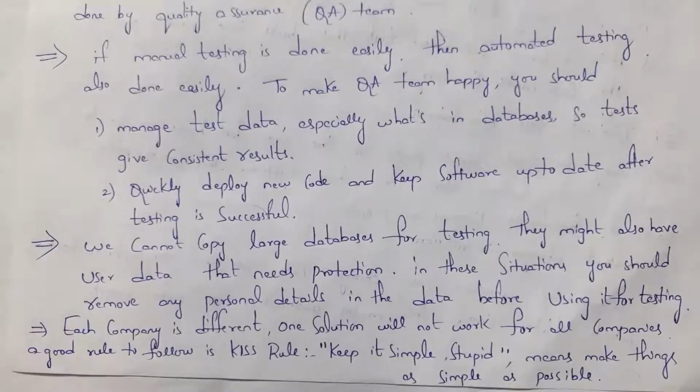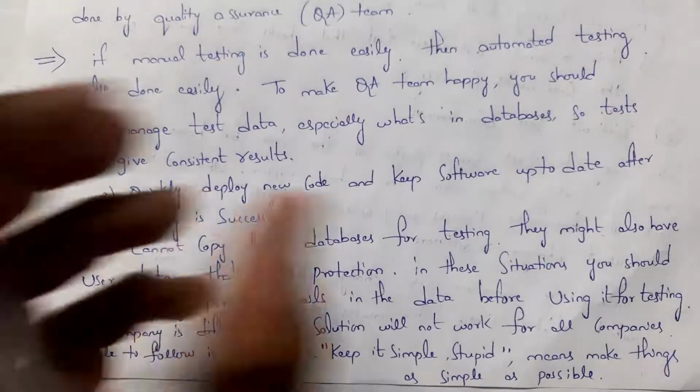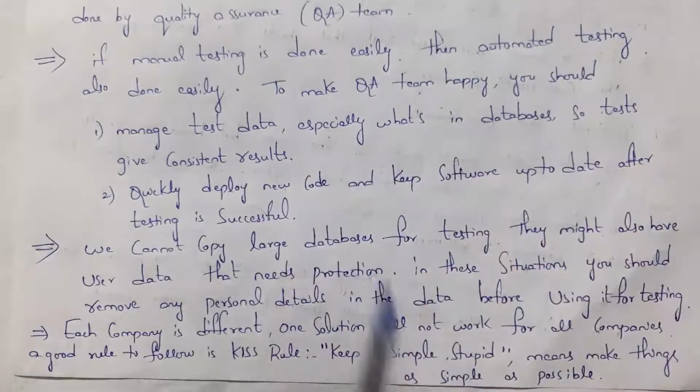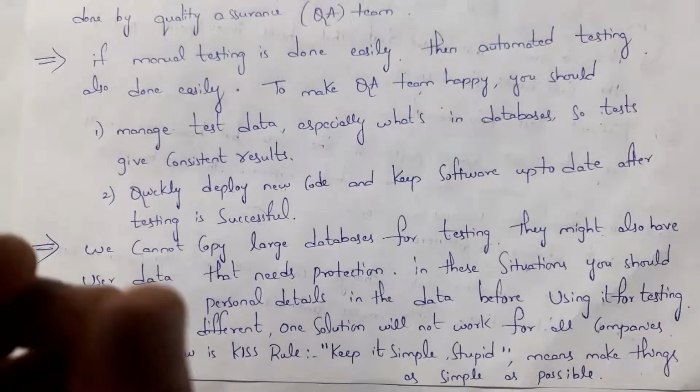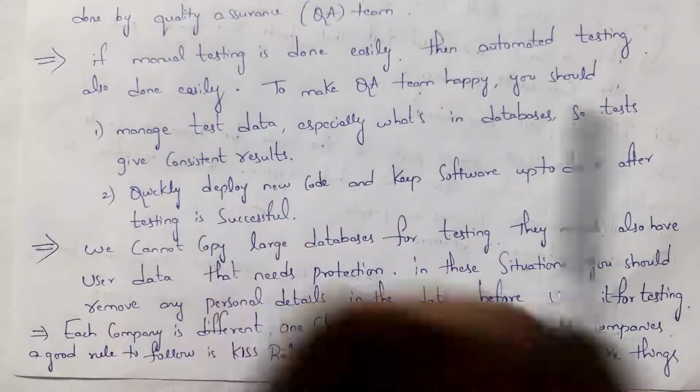If manual testing is done easily, then automated testing can also be done easily. As a developer, if you store test data correctly in the database, then testing will give correct results. So the QA team will be happy. Guys, the QA team is nothing but the testing team. Once testing is successful, then automatically we need to place that code in the server, so the software will be up to date. If you do these two things, then the QA team will be happy.